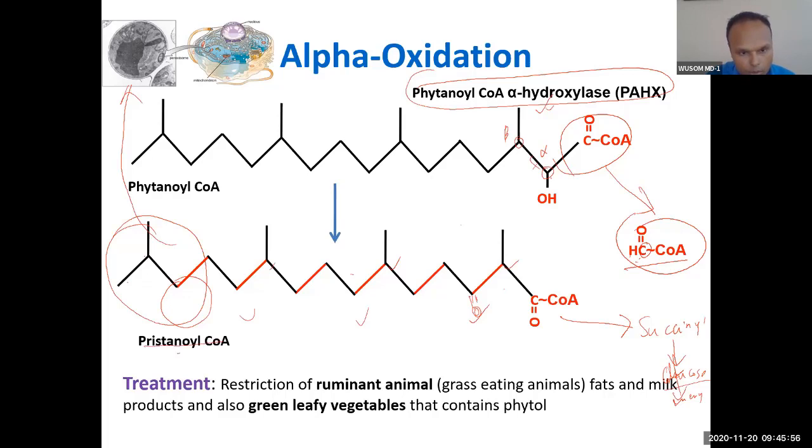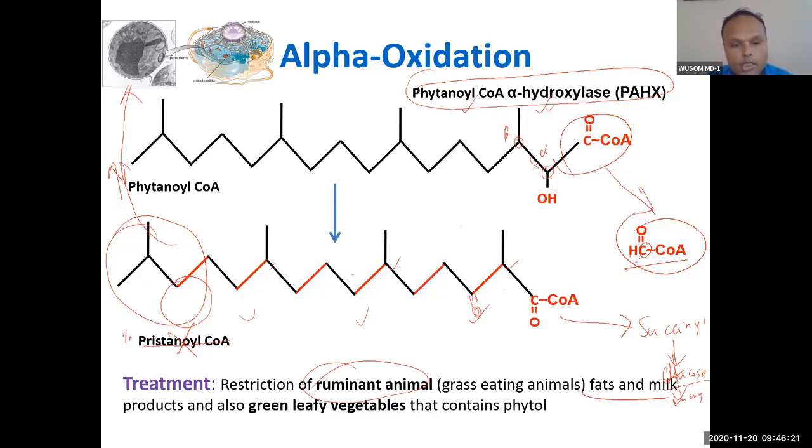So you know this is also elevated in Zellweger spectrum disorder. And in this condition, only phytanic acid is elevated. This is not elevated because this enzyme converts this into this. So what is the treatment? Remove ruminant meat and the milk that you get from these herbivorous animals.